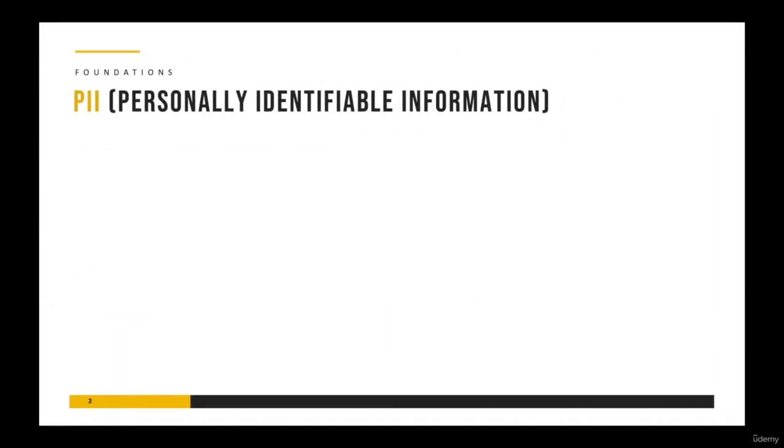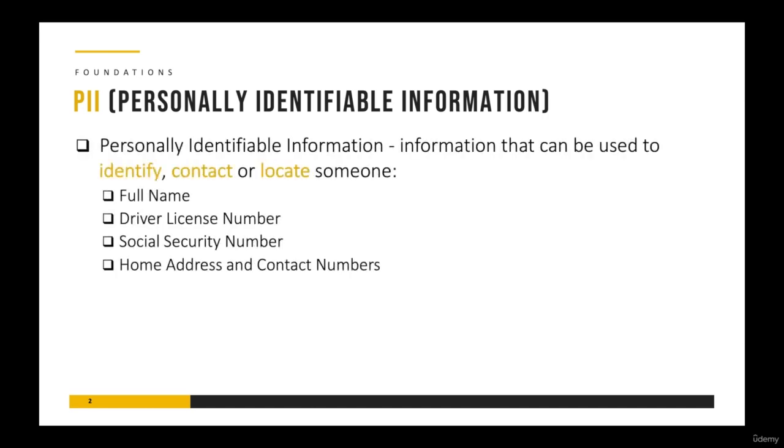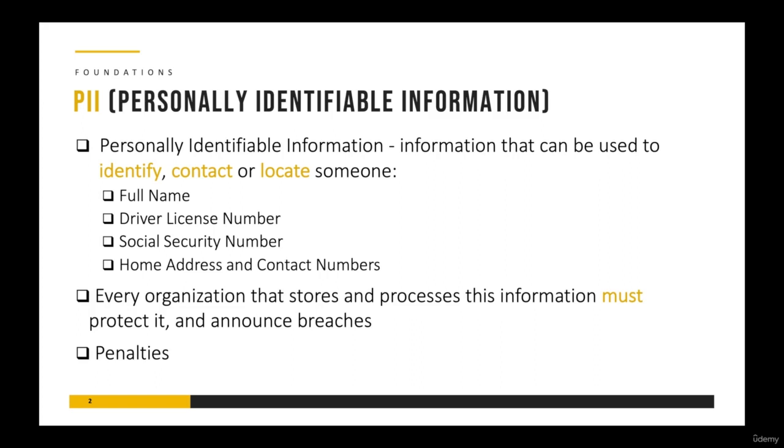Before we delve into details of compliance, there are some key terms which we must understand. The first of these is PII, or Personally Identifiable Information. This is information that can be used to identify, contact, or locate someone, and includes things like full name, driver's license number, social security number, home address, and contact numbers. Any organization that collects, stores, and processes this information must protect it, and they are also obligated to announce breaches that pass a certain threshold. There are also some penalties that are applied for organizations that do not comply.